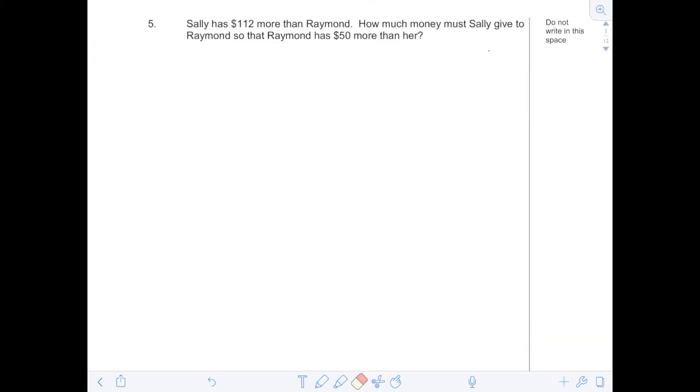Okay. Alright, question 5. Sally has $112 more than Raymond. How much money must Sally give to Raymond so that Raymond has $50 more than her? Now for this, I recommend drawing a model because it can help you to visualize it better. So Sally would have something like this. Raymond would also have something like this. And because Sally has $112 more, this one will be 112. Okay, and this is at the beginning.